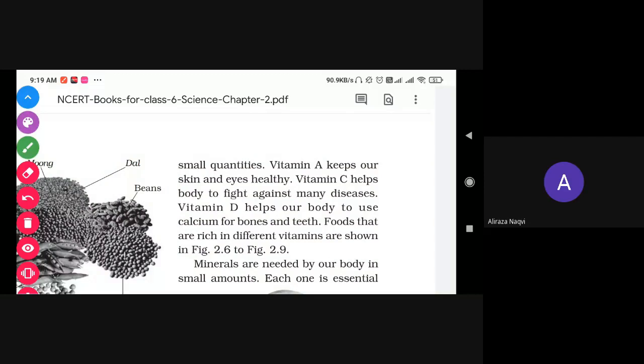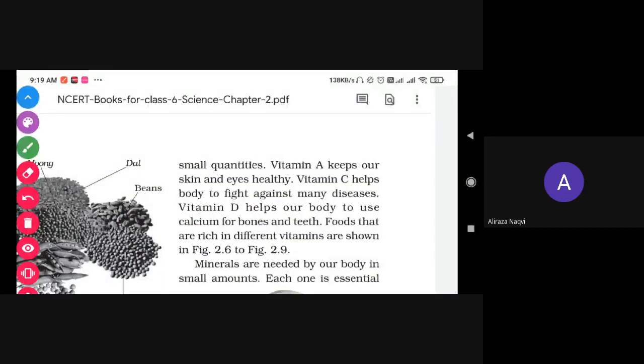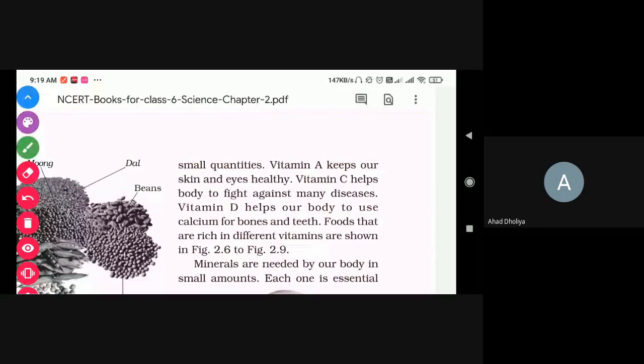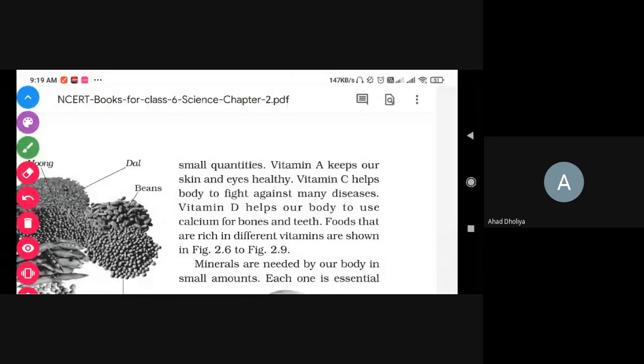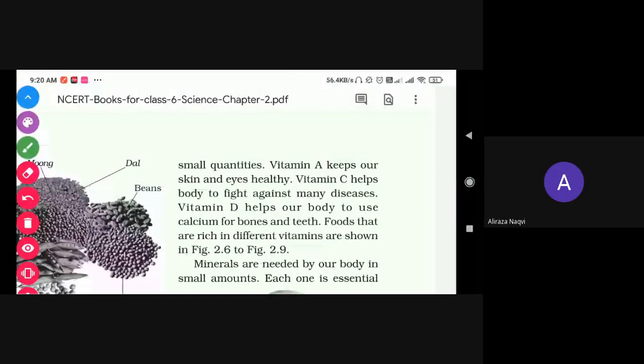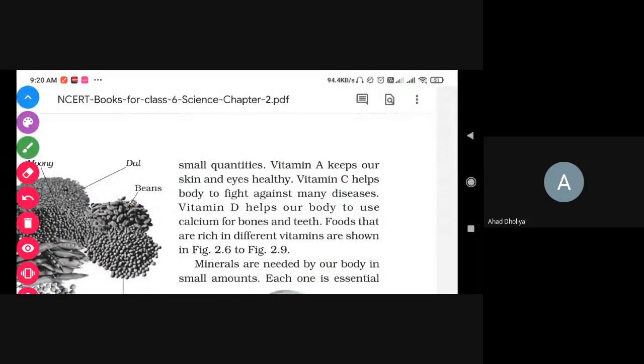Ma'am, what was the number one, the one containing proteins? Food containing proteins are also called bodybuilding food. Okay, thank you. Point number 5, there are 5 types of vitamins: vitamin A, vitamin C, vitamin D, vitamin E and vitamin K.